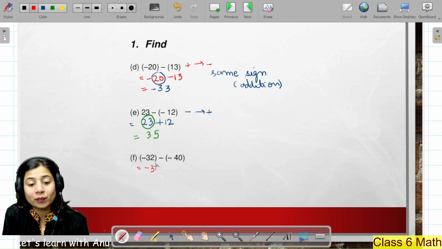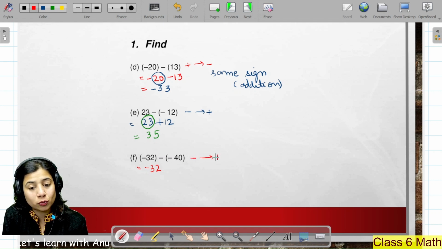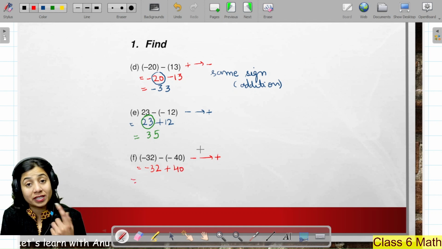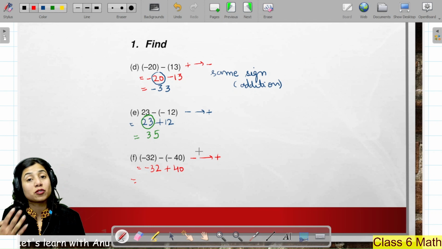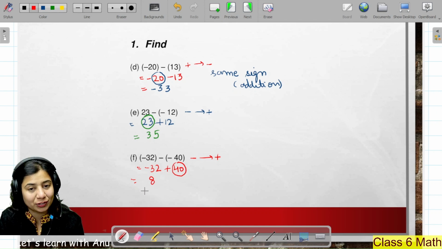Minus 32. Again we have minus outside, so the inner sign is going to change. The inner sign is negative, it changes to positive, so it is plus 40. Now we have opposite signs of integers, so subtraction is going to happen. 40 minus 32 is 8, the sign will come of the bigger number, so it is positive 8.